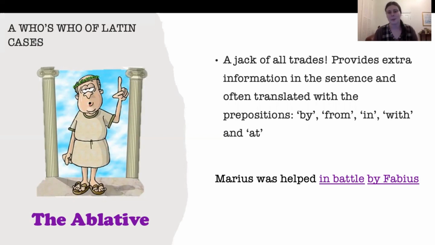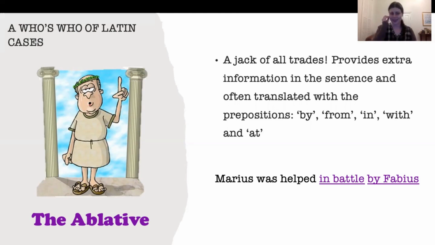Usually it's providing extra information in the sentence, and in English we often translate it with a preposition because there's no real equivalent of the ablative case in English. So if you see an ablative, try inserting by noun, from noun, in noun, with noun, or at noun, and see if that makes any sense.